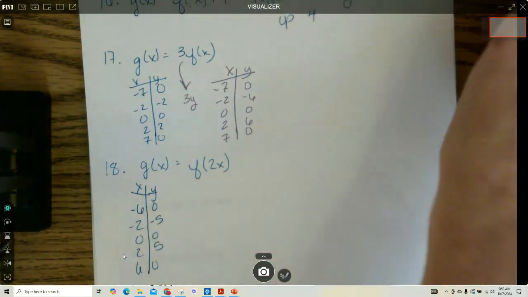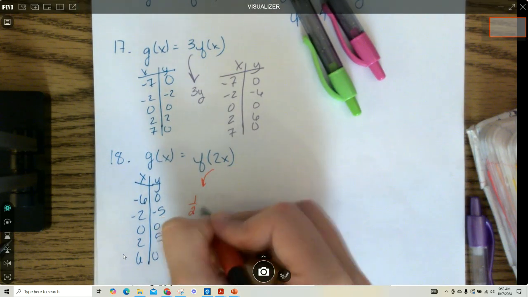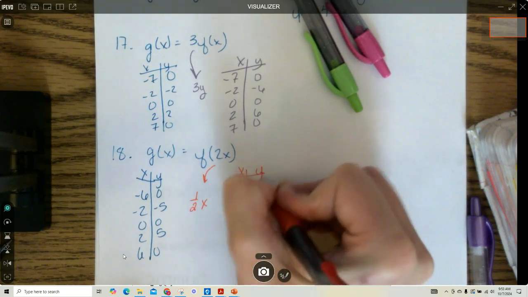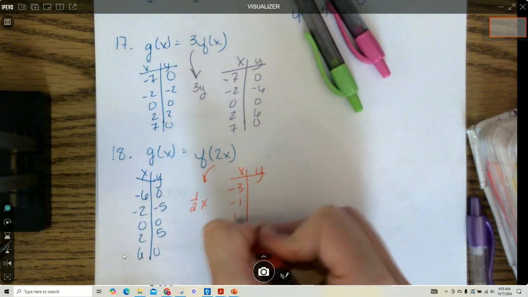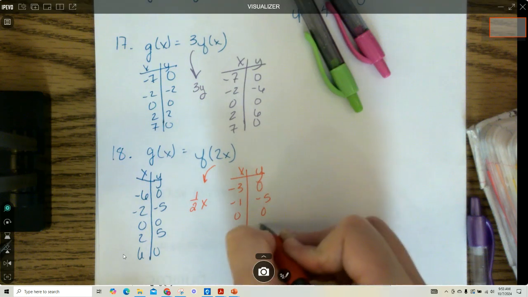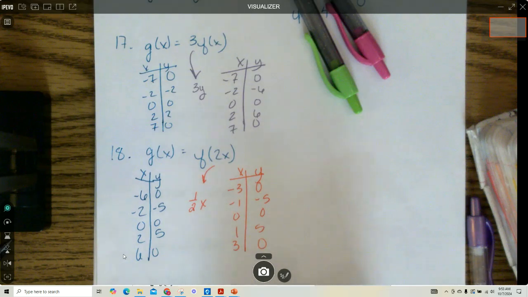So this time, use the reciprocal times the x. Cut all of those in half, and then the y's stay the same. So again, all the points will change on that one.